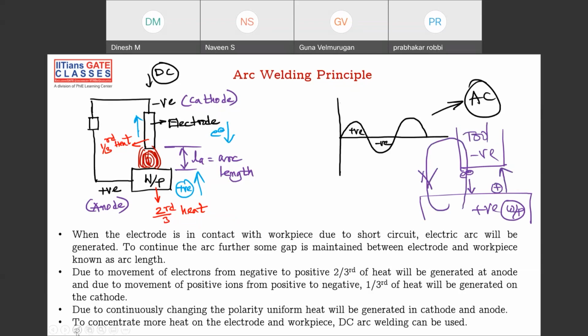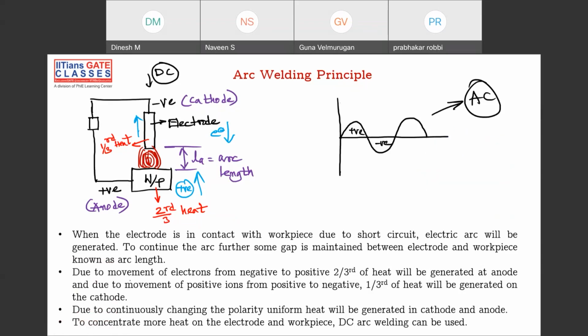Now, as the electrons are moving from negative terminal to positive terminal, electrons will be having high velocities. And these electrons are having high velocity. So what happens? That will hit the workpiece with high velocity. Momentum is very high. Because of that, out of complete heat that is generated in between this electrode and workpiece, 2/3 of heat is generated at workpiece, and 1/3 of heat is generated at electrode.